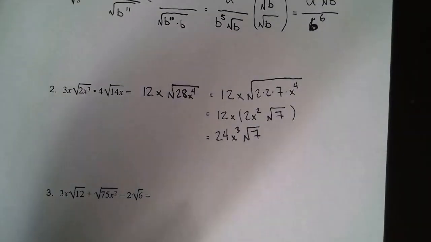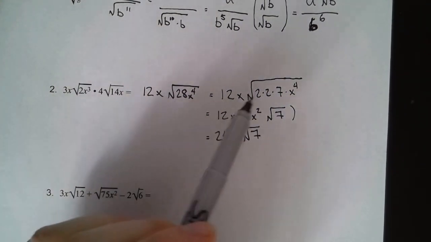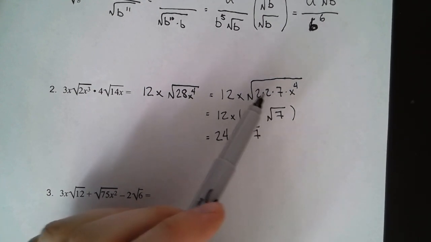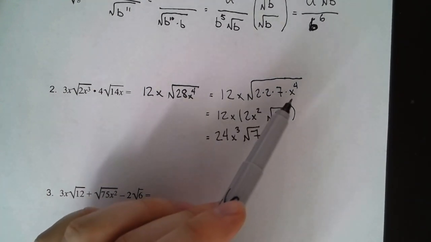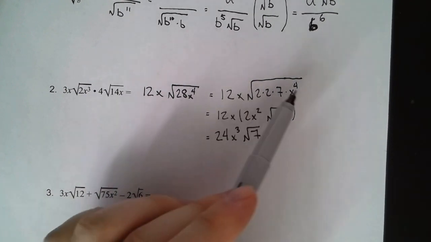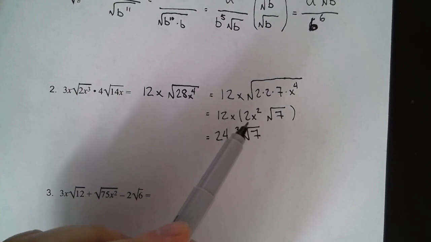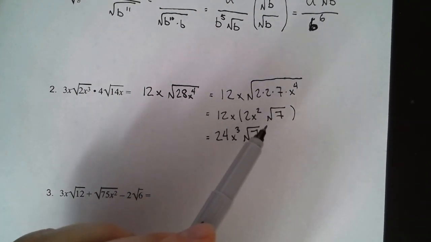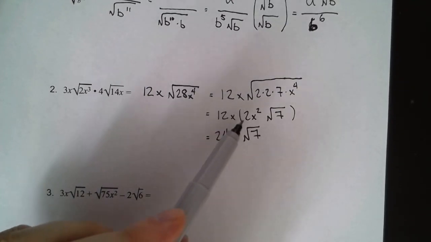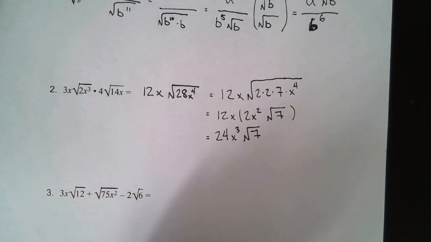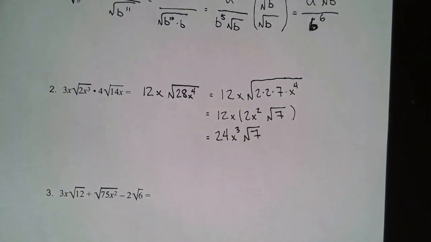Now we can simplify this 28 underneath the radical, because if you do the prime factorization, it's 2 times 2 times 7. So we can pull out a 2, and x to the 4th, if you think about this 2 going in the denominator here, x to the 4th simplifies to x squared. We're just left with this 7 underneath the radical here. And then we can multiply this 12x times 2x squared, and we get 24x to the 3rd times square root of 7. So let's go back to the notes for this last part.